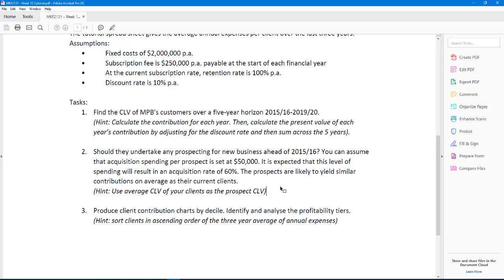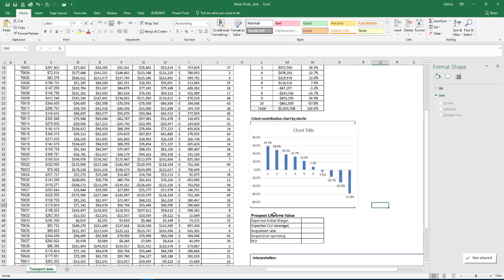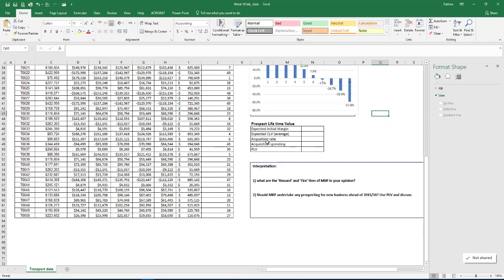It means that there's a hint here. We can use the average CLV of the current clients as the prospect CLV. Based on this information, we have to make the final decision, which is undertaking new business or not. So here's the data. You need to complete this box: expected initial margin, expected CLV, for which we use the average of the CLVs, acquisition rate, acquisition spending, and calculate the PLV. So let's do it together. It's a very simple process.